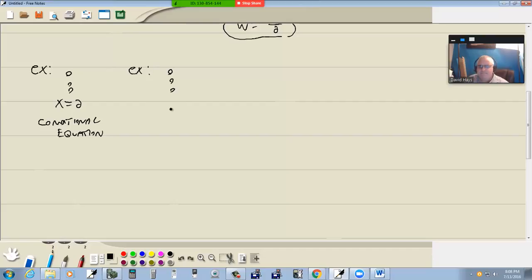Working a problem down, and all of a sudden my x disappears, and I end up with something like 3 is equal to 3. Well, we ask ourselves, when is 3 equal to 3? Well, 3 is always equal to 3. Now you might get 1 equals 1, 0 is equal to 0, but your variable is going to disappear, and you'll have something that's always true.